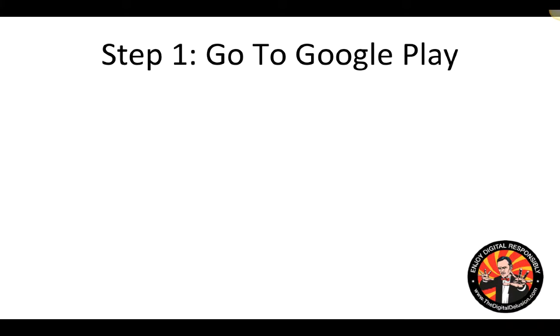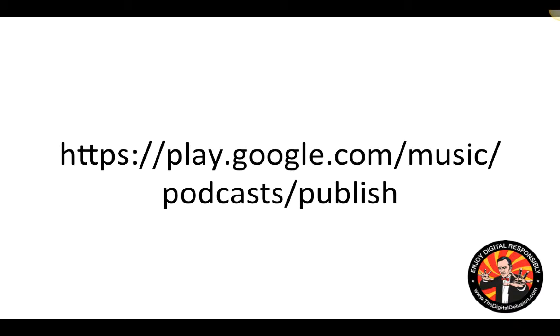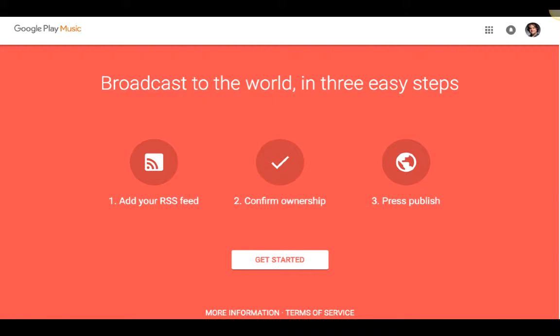So I've got 8 simple steps to help you through this. Step number 1, go to Google Play. Here's the link: play.google.com/music/podcast/publish. If you go there, you'll come up with their main screen, and basically they give you some quick instructions on what you're going to do: add your RSS feed, confirm ownership, and then publish to the platform as well.